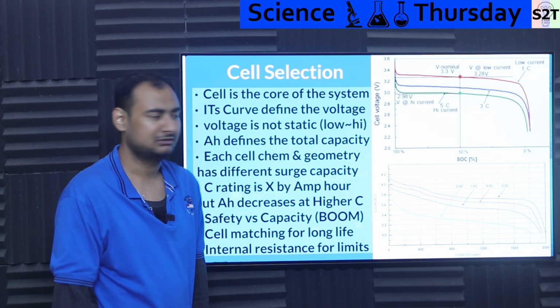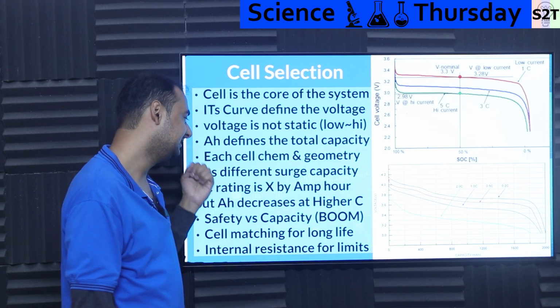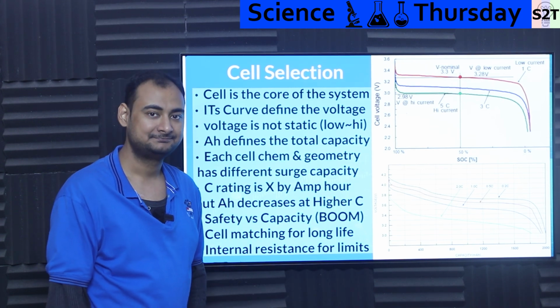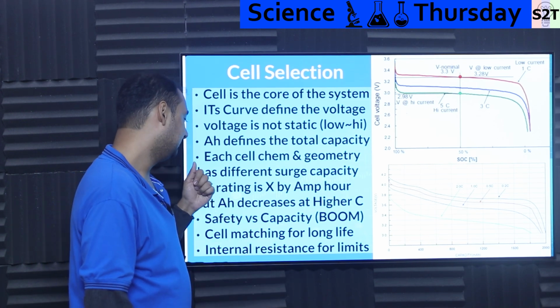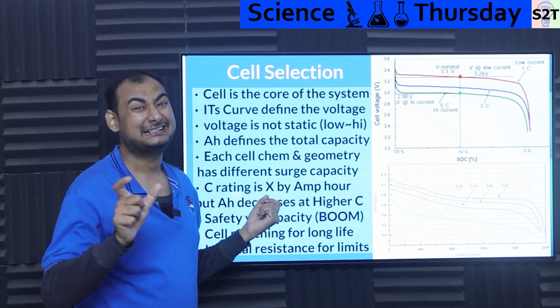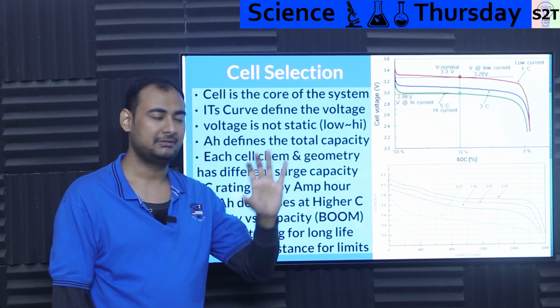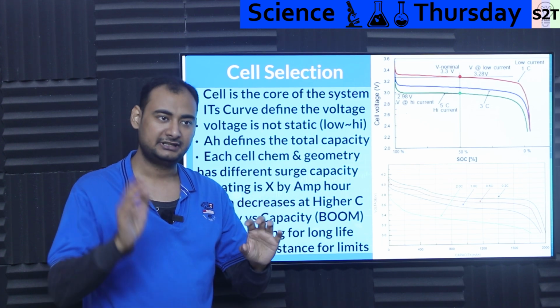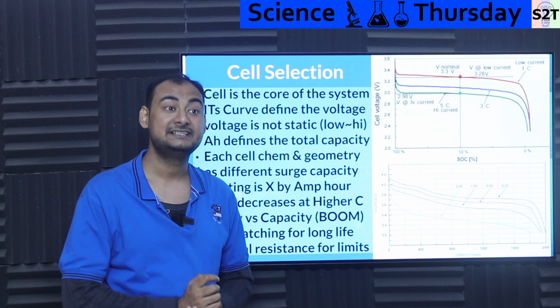Now you will hear this term C rating. Every graph has the C rating. What the hell does that mean? That's a very simple thing. C is X multiplied by amp hour. So whenever you say 5C capacity, what does that mean? X is the battery capacity in amp hour multiplied by 5. So 5C simply means, let's say the battery is 10 amp hour, 10 multiplied by 5 is 50, meaning you should be able to drain 50 amps safely.